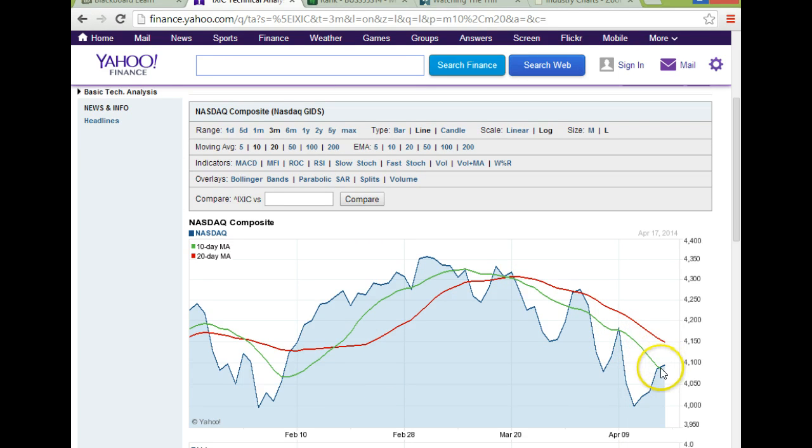If it will have to break it, I wouldn't buy it on a touch. So if I was day trading this and it went through both, then I would definitely consider that.